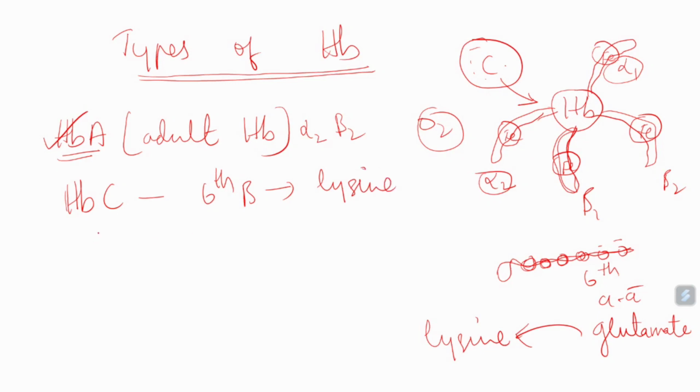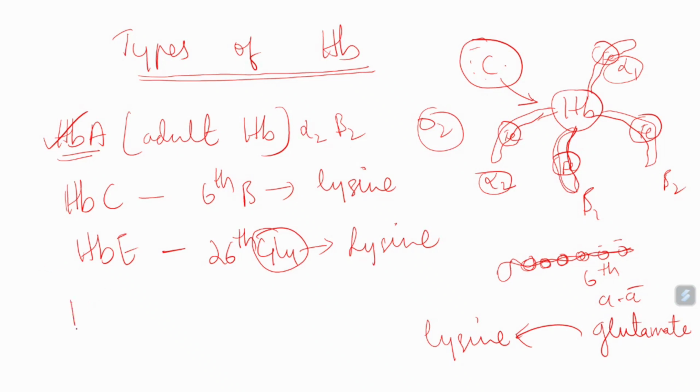Simple. And there is another hemoglobin which is called hemoglobin E. Hemoglobin E is the hemoglobin where, in the normal hemoglobin of the beta chain, on the 26th position there is again glutamate. This glutamate is again replaced. The 26th glutamate is replaced by lysine. That's why it is called hemoglobin E.